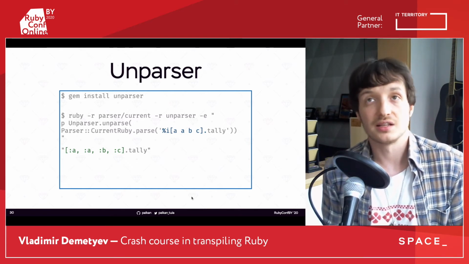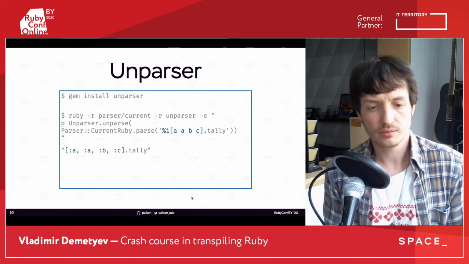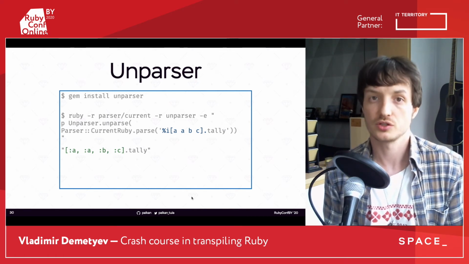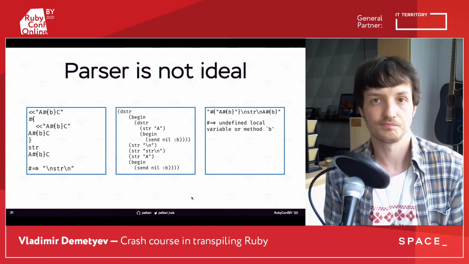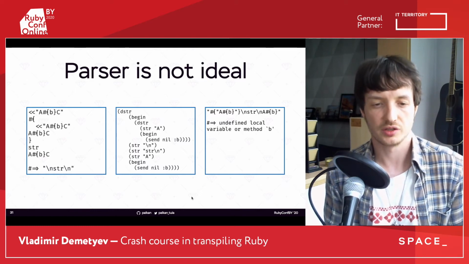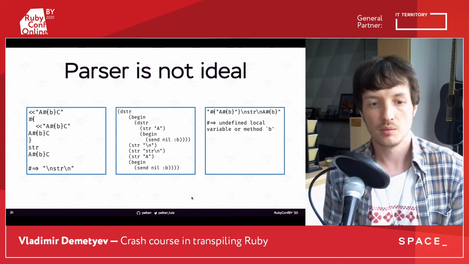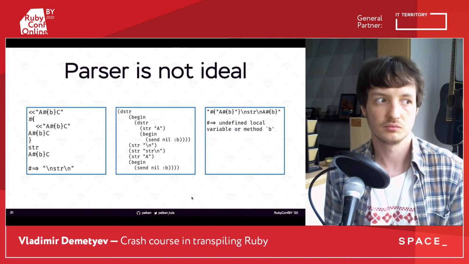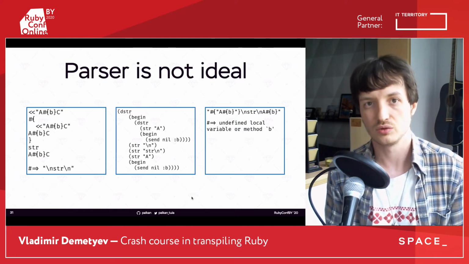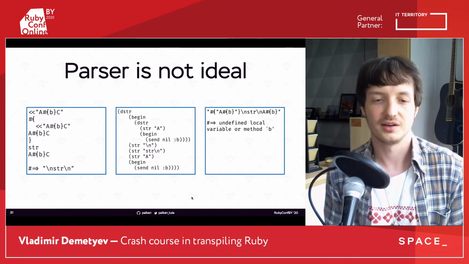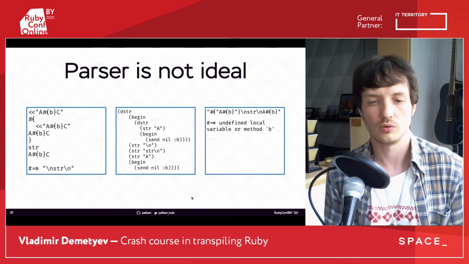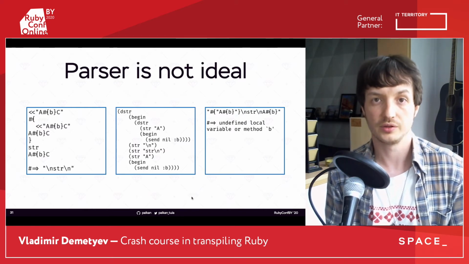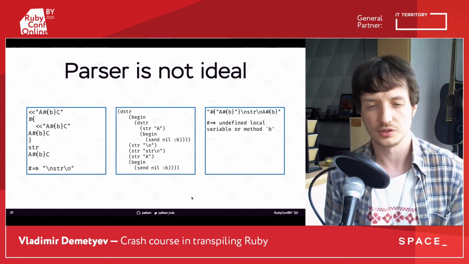Parser is not an ideal solution because Ruby is tricky. Ruby has some very, very interesting syntax cases which are not supported by Parser. It doesn't understand them correctly. But I believe in real life, it's really hard to find these examples. So I think that Parser is good enough for what we want to do, for building a transpiler, and we're going to use it.